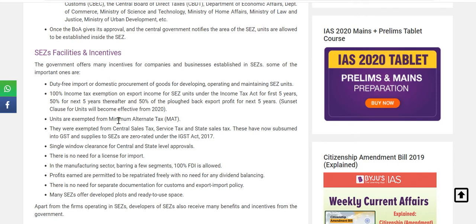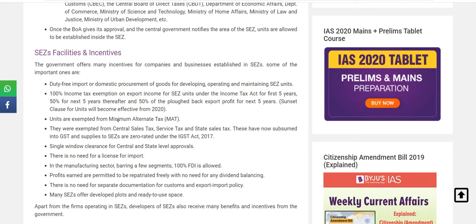They were also exempted from the CST, service tax, and state sales tax, which have now all been subsumed under the GST. And all the supplies that go into these SEZ units are all exempted from the IGST Act. And they also provide single window clearance for all kinds of central and state level approvals. And there is no need for a license to import. So they can import without any import license.